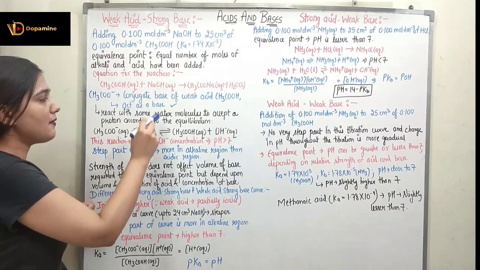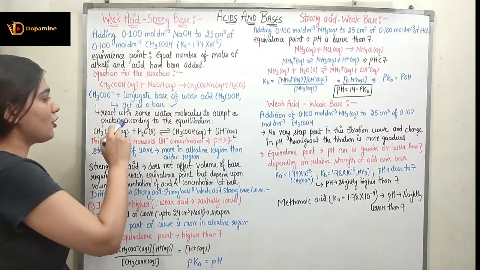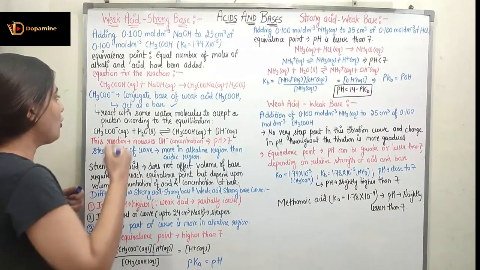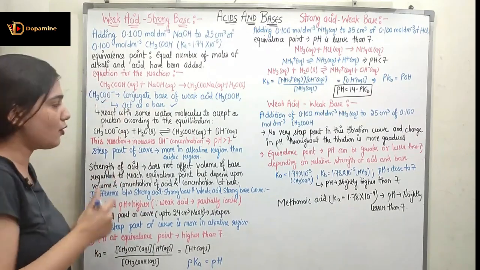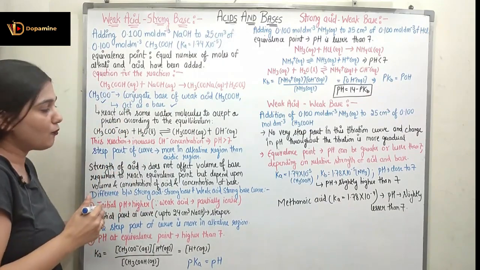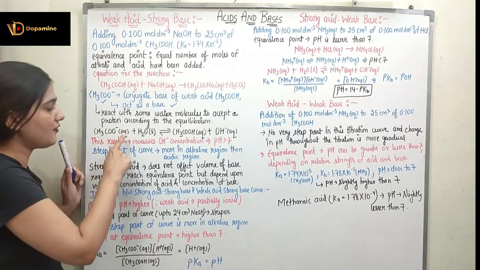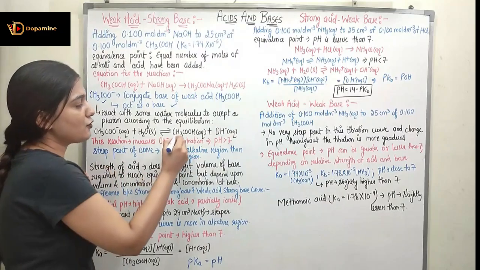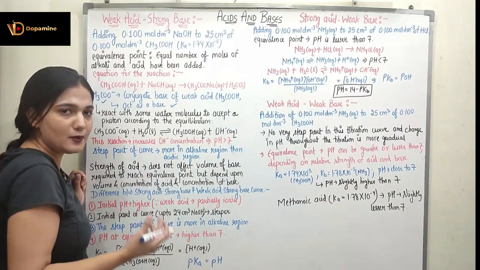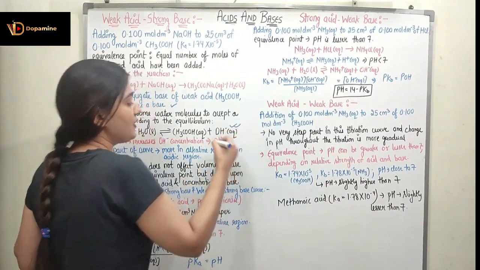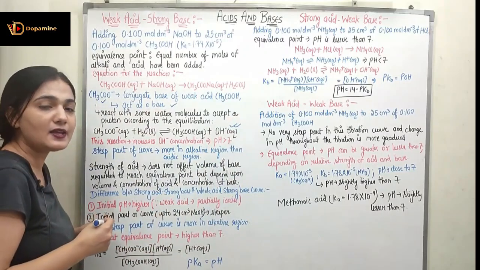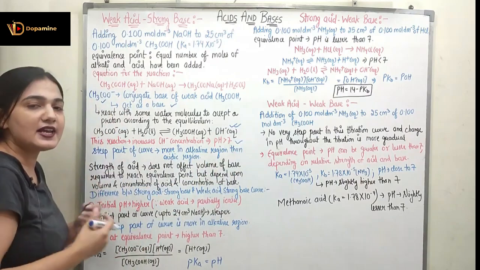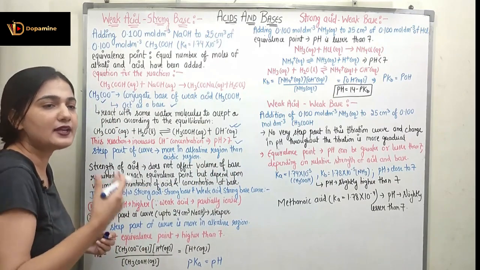It reacts with water molecules to accept a proton according to the equilibrium, and with the equation we can understand how it acts like a base. If I react it with water, what will happen? CH3COO negative in aqueous reacts with water and releases OH negative. It produces CH3COOH, which is again a weak acid, and OH negative ion. This OH negative ion will make the pH slightly greater than 7. So at the equivalence point, the pH would be greater than 7.